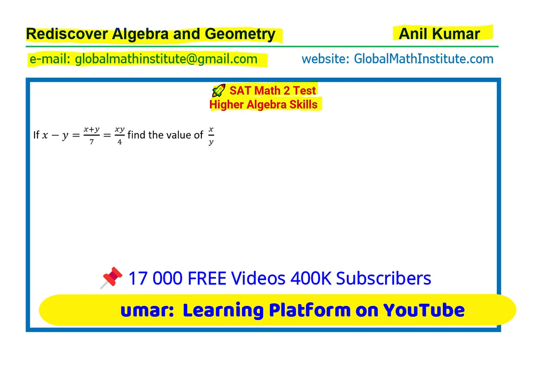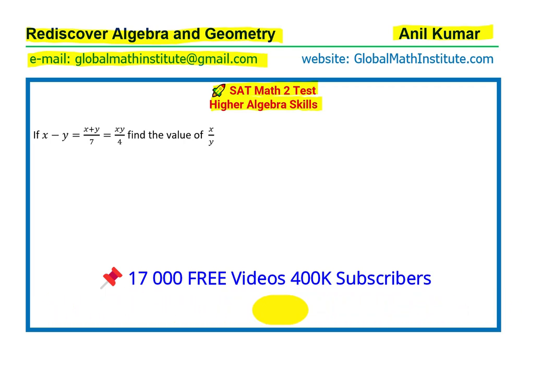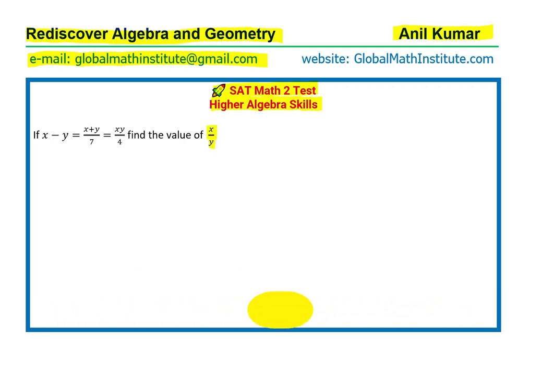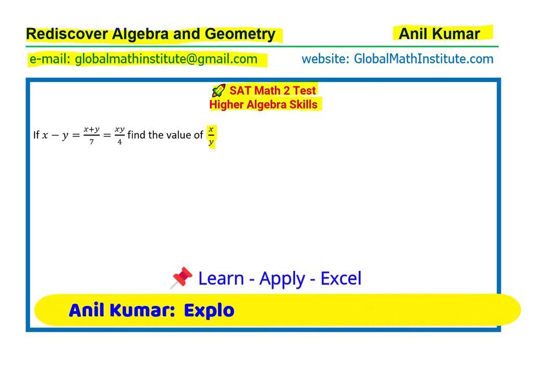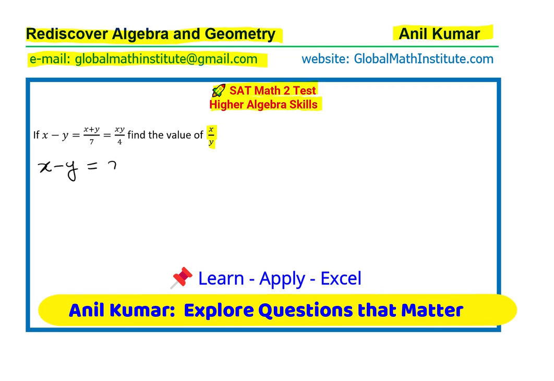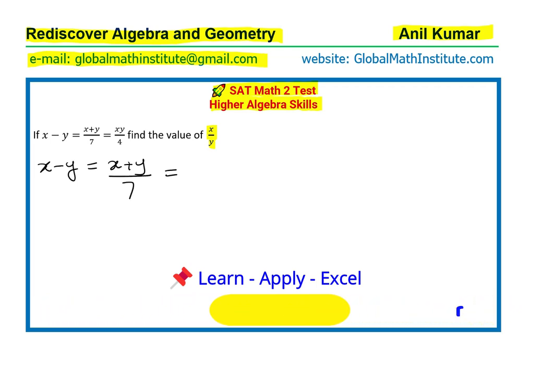The question here is, if x minus y equals (x plus y) over 7, which is also equal to xy over 4, find the value of x over y. How do we solve this question? Well, we are given that x minus y is equal to (x plus y) over 7, and that is equal to xy over 4.